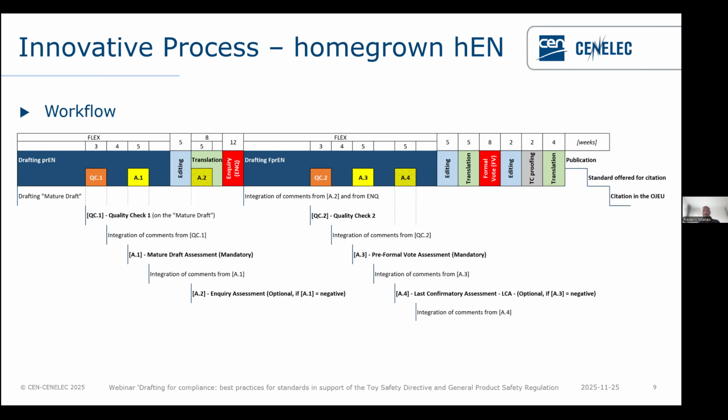And the last assessment possible is the last confirmatory assessment, but this one is optional, and we hope that it will become exceptional. This is only when there's a lack of compliance at formal vote. And so in total, there are 4 HAS assessments possible for a work item. And it's not possible to request an assessment on a work item that has been made available already.